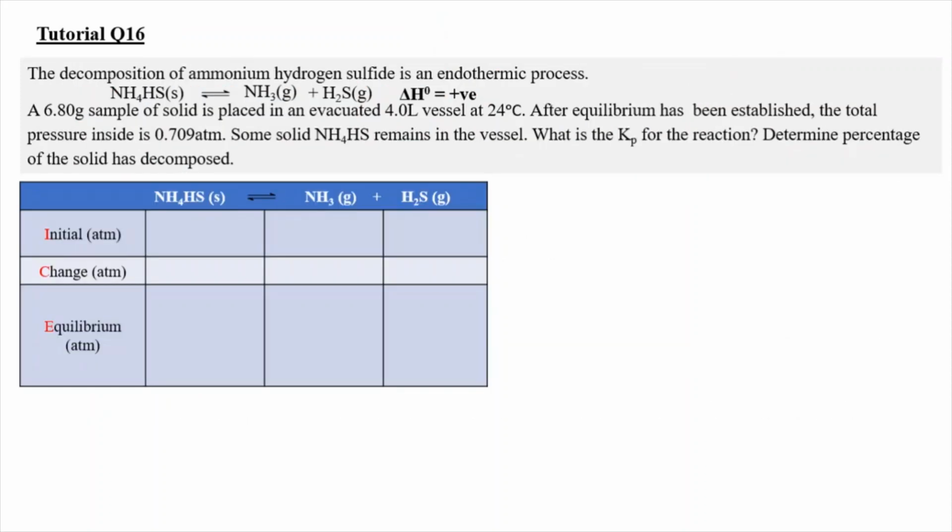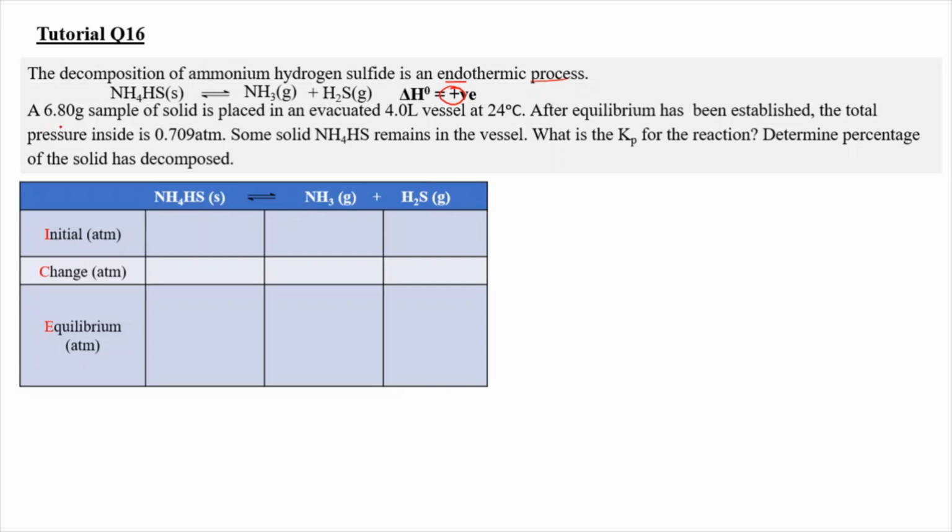So for tutorial question 16, the decomposition of ammonium hydrogen sulfide is an endothermic process. The reaction goes from ammonium hydrogen sulfide, which is in the solid state, and it decomposes to 1 mole of ammonia gas as well as 1 mole of hydrogen sulfide. And this reaction is endothermic because it absorbs energy. So it gives a positive value.